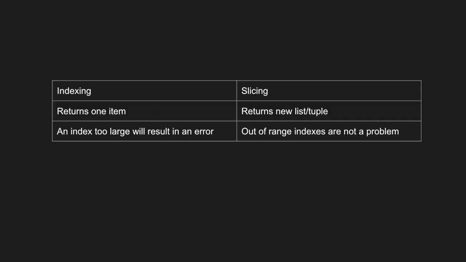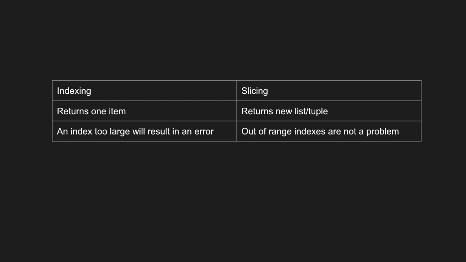Basically, indexing of a string means we could return one item from the string. For example, if we have a word that's 5 letters long, we can return the fourth letter of that word if it's in a string. And an index too large will result in an error. Like for example, with the 5 letter word, if I wanted to get the seventh letter, there is no seventh letter, so it'll just be an error.